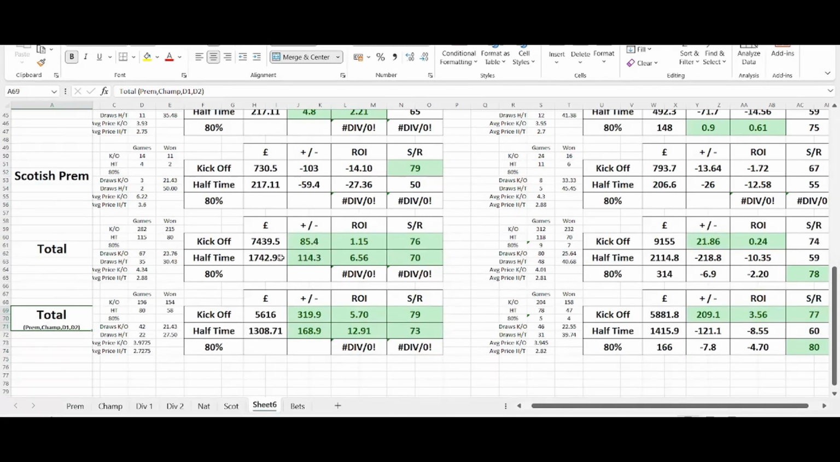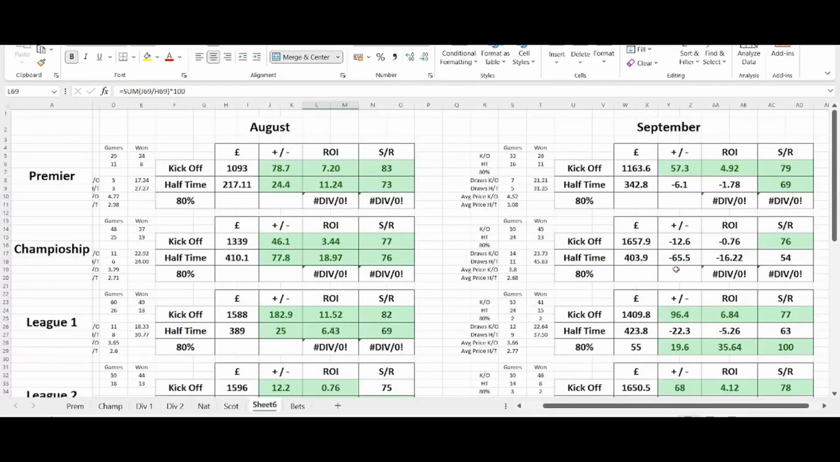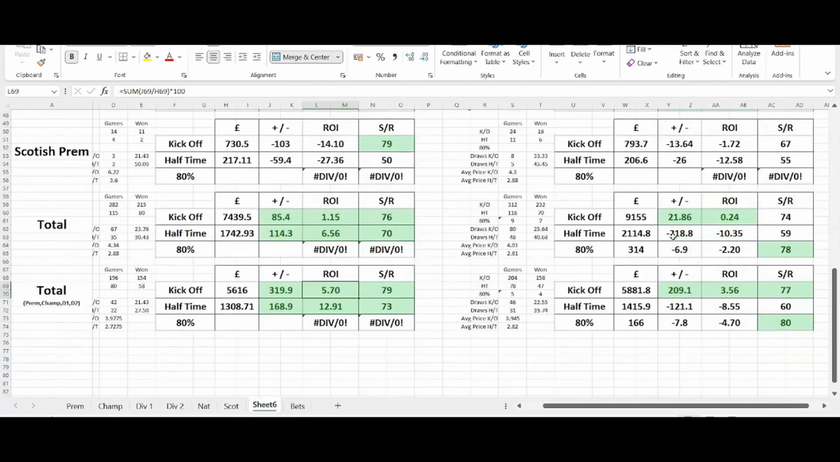So if you were to lay every single game so far this season, you'd be in profit by £85, which is only a 1.15% return on investment. If you exclude, like I said, the Scottish and the National, you'll be £319 up at a 5.7% return on investment. In September, exactly the same again, we'll just go down to the bottom, you'd have been £209 up.